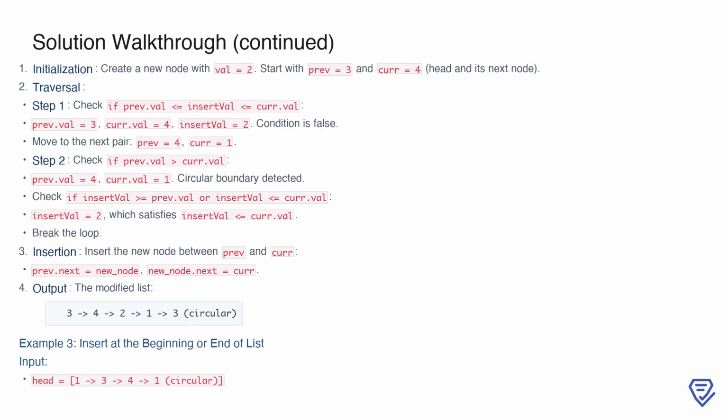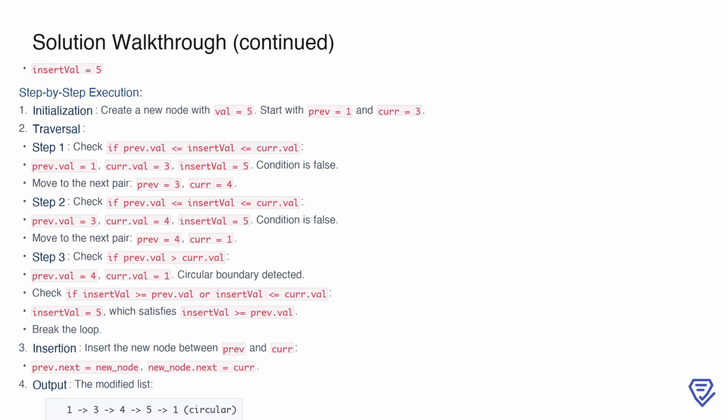The first condition checks if the value to insert falls between the values of previous and cur. Since 2 is not between 3 and 4, we move to the next pair, previous becomes 4 and cur becomes 1. At this point, we detect the circular boundary because prev.val is greater than cur.val. Here, we check if the value to insert is either greater than or equal to prev.val or less than or equal to cur.val. The value 2 satisfies the latter condition, so we break out of the traversal loop. Finally, the new node is inserted between previous and cur by updating their next pointers. The resulting list is 3-4-2-1-3, maintaining the circular structure.